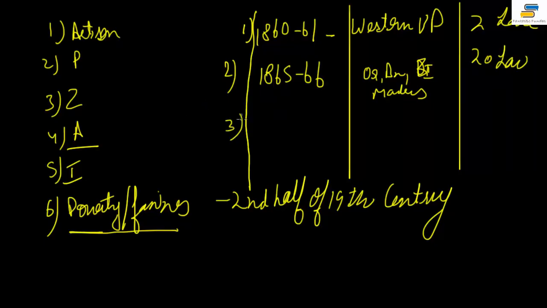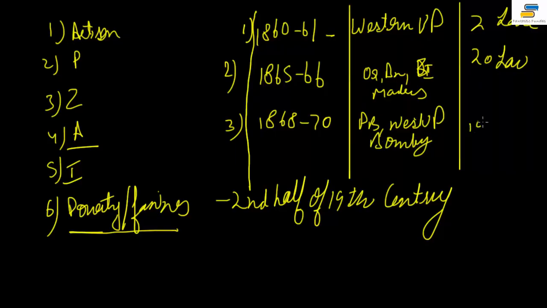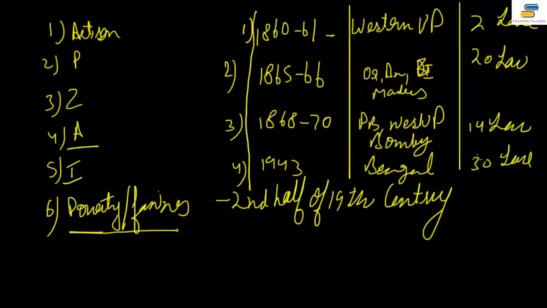Right. And then there was the very famous famine of 1868 to 70, in Punjab, again in western UP, and in Bombay. In this famine, around 14 lakh people died. Imagine the number of people who are dying because of famines. And number 4 is the very famous famine of 1943, which happened in Bengal, and 30 lakh people died in it.